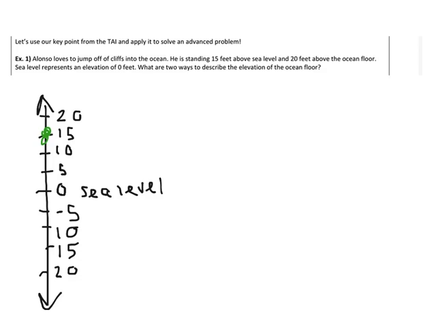Take a moment to think about this to yourself. We're going to take a poll on where we think we should plot this next point to represent where the ocean floor is. So what is 20 less than 15? Okay, so if you counted 20 spaces backwards from 15, you would have landed on negative 5. So we are going to write negative 5 here and represent that as the ocean floor.